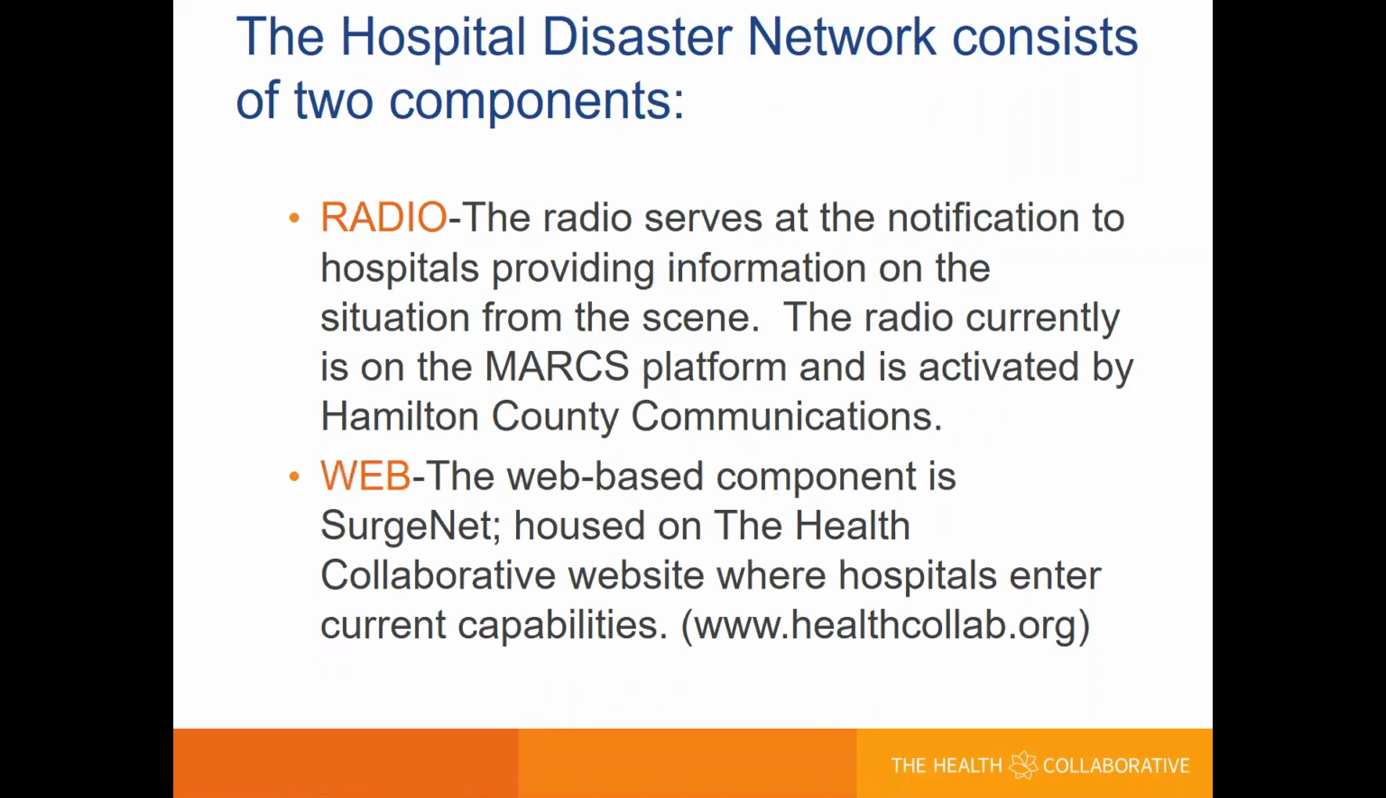There are two components to the Disaster Net: the radio and the web-based portion. The radio serves as the notification tool to the hospitals, providing information on the situation that's occurring on the scene. The radio is used to route patients to the appropriate hospitals using a centralized net control. The web-based component of the system is called SurgeNet. Hospitals are asked to enter their current capabilities for their emergency departments into the system once it is activated.